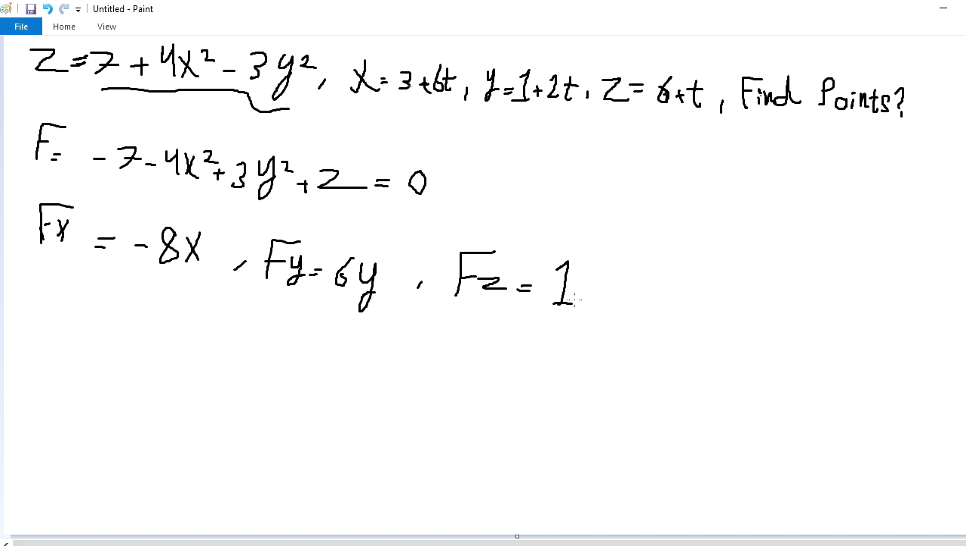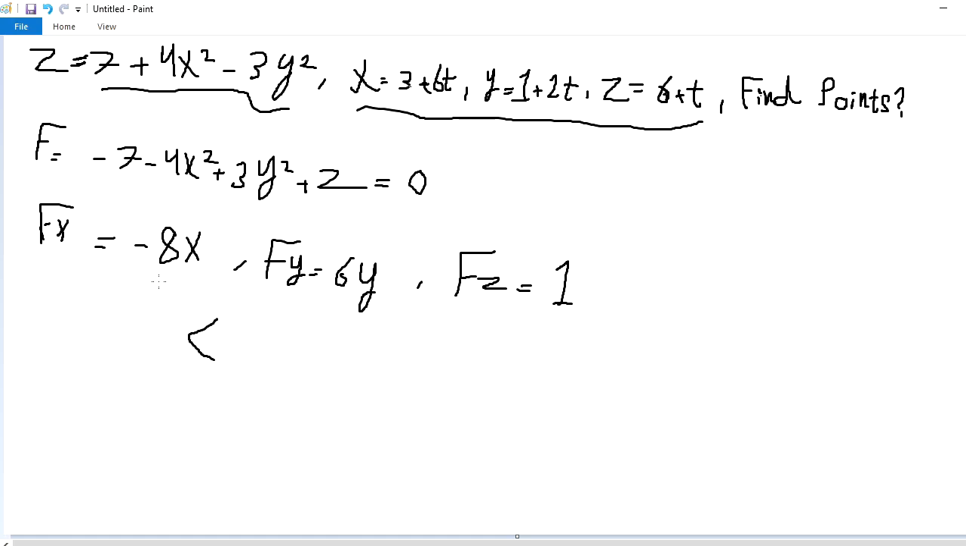It's only 1. Okay? So what should we do after this point? These parametric equations are perpendicular to the line, which means they are also parallel to the normal line. Because they are parallel to the normal line, we need to write it in this way.